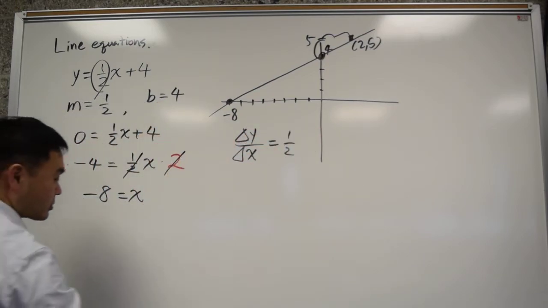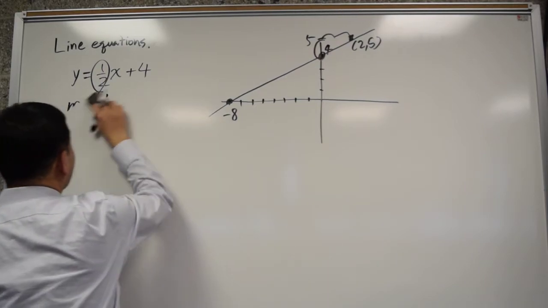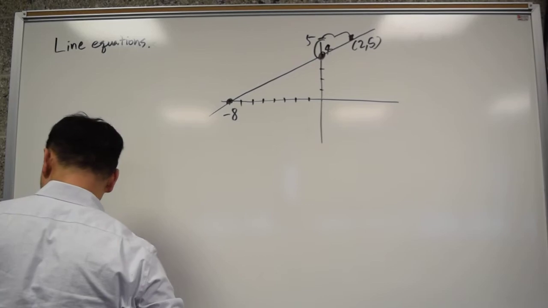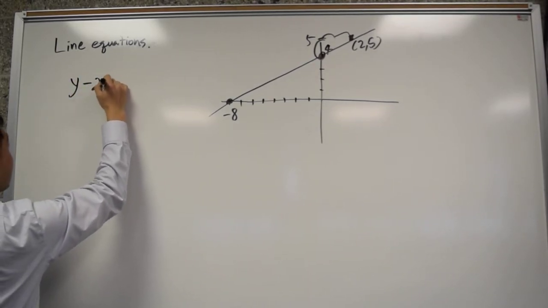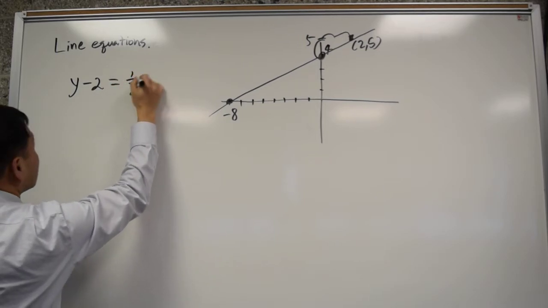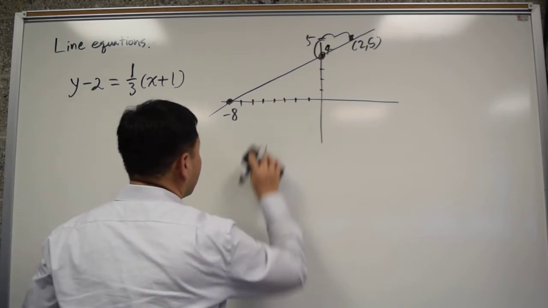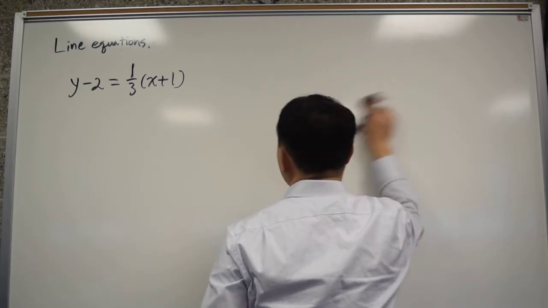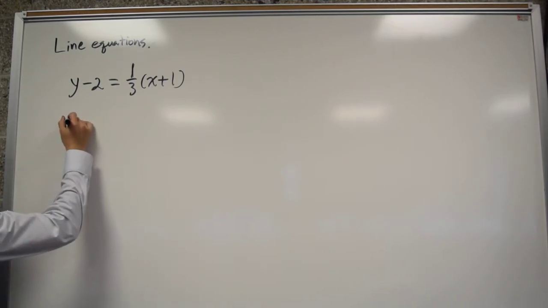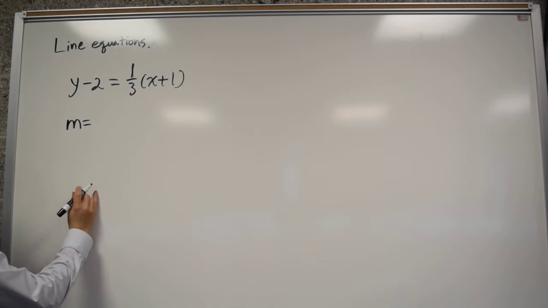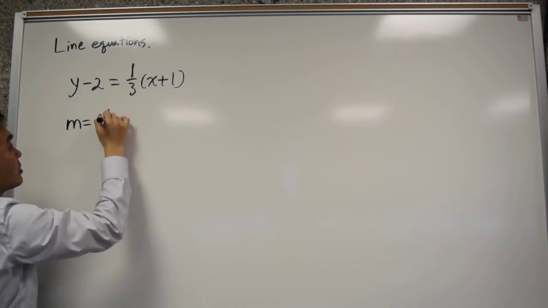I guess the third one is a little tougher than the others because it's given to us in point-slope form, not slope-intercept form. How do we try this out? Well, first, what's the slope? The slope is this number, right? So the slope is 1/3. That's easy.